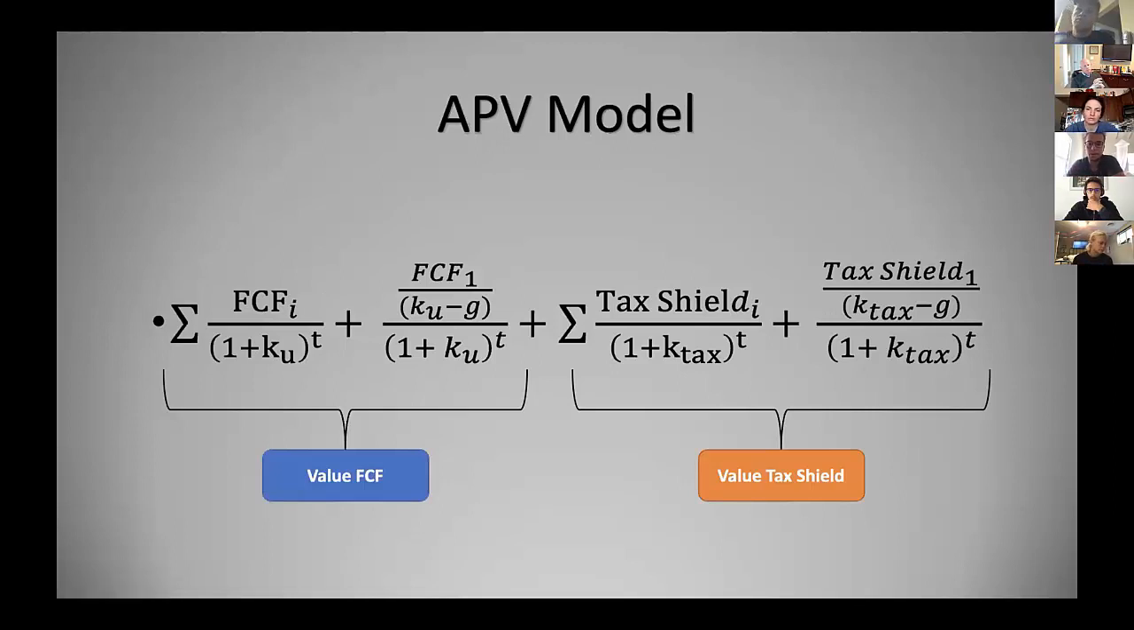So let's take a look at the variables in this equation, and I highlighted some in blue. Those are the variables that I believe we cannot really play with, because if the free cash flow is changing, it's going to change in both models, so it wouldn't have any effect. Same with the G, and the 1 is a constant, so we cannot play with it. So we can play with KU and K tax, or with the tax shield.